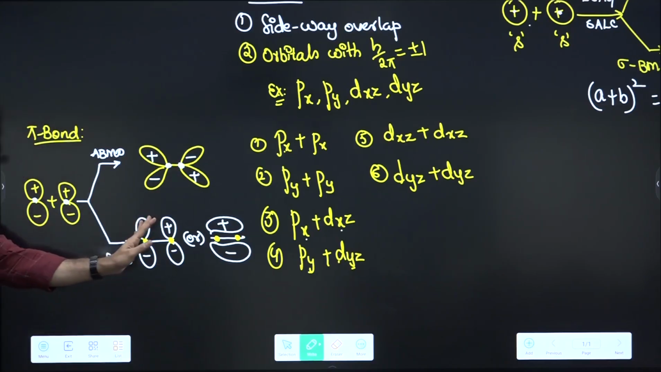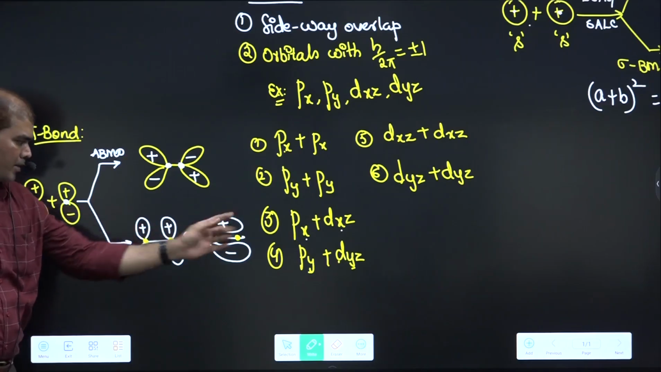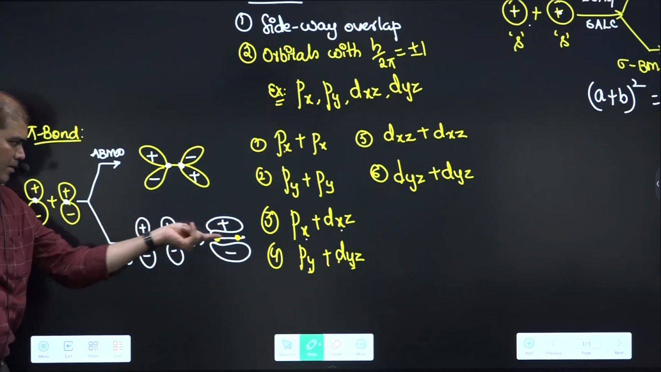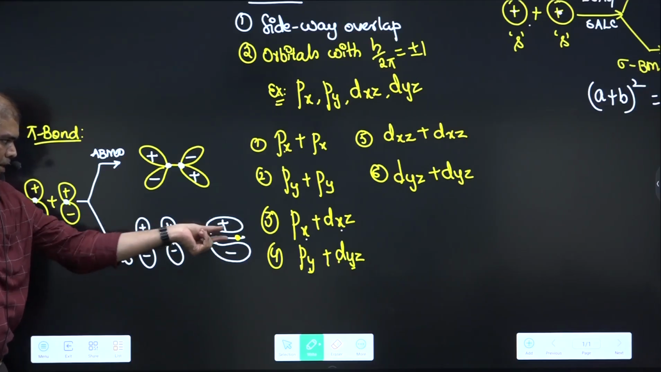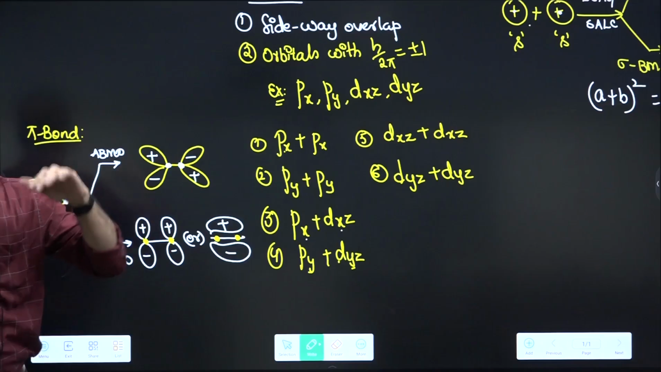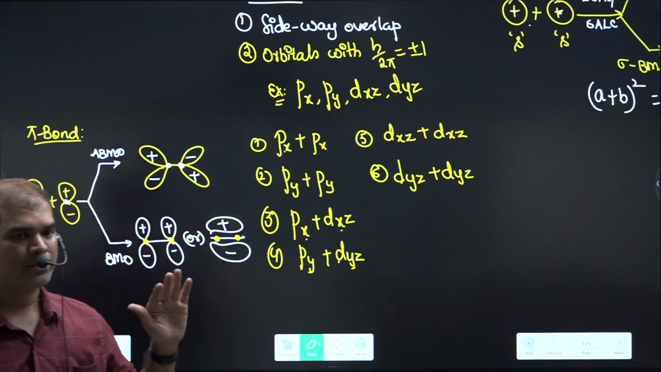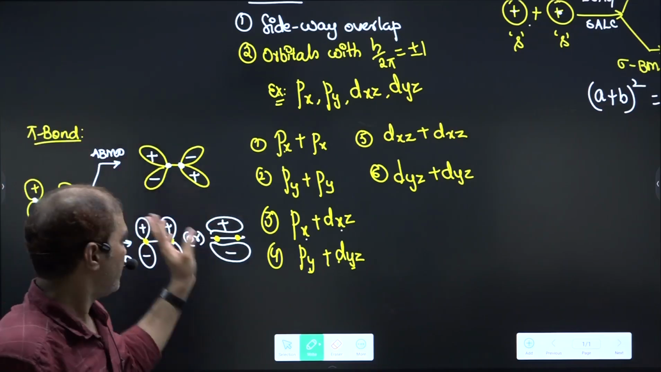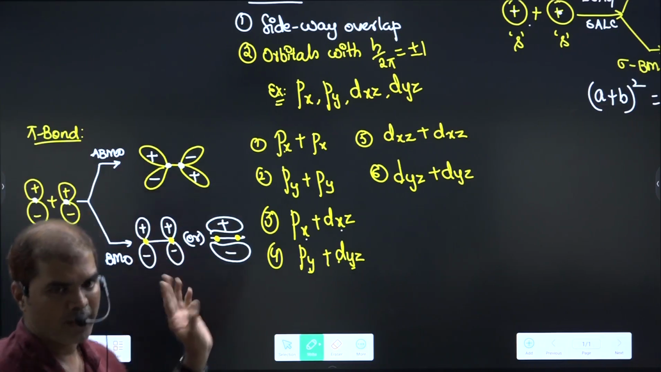Either I can draw it like this, or I can also draw it like this. This is the internuclear axis. Electron density is not present in the internuclear axis. It is distributed above or below. So you call it sideway overlap. It is not head-to-head overlap.